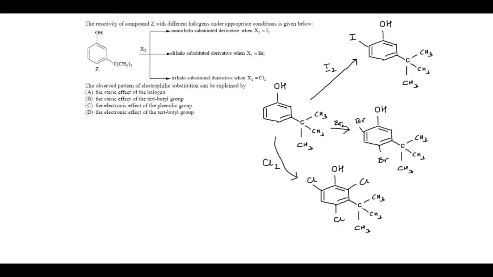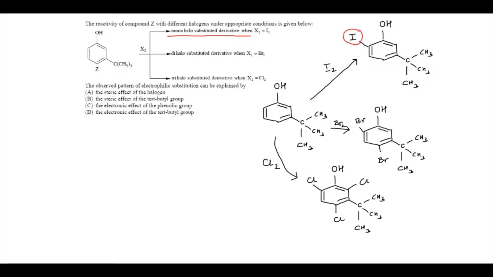In this question, there is a starting material which is a substituted phenol, and we are reacting this phenol with halogen, and we have to predict the product formed after the reaction with the halogen, and also we have to find the reason behind the product formation. So it is already written here that if X2 is iodine, it will be a mono-halo substituted derivative, and of course the substitution will be in this region.